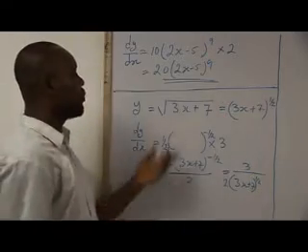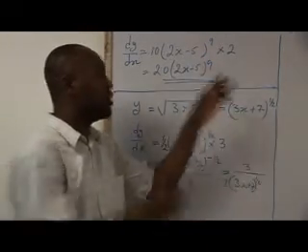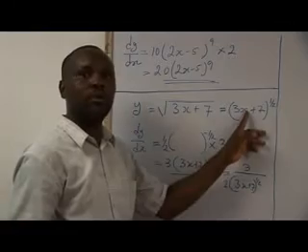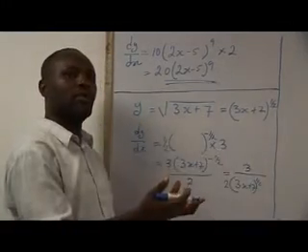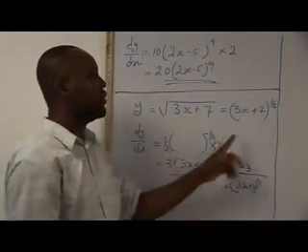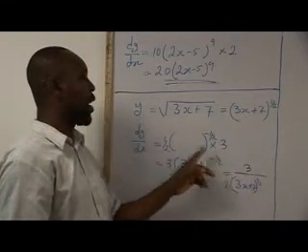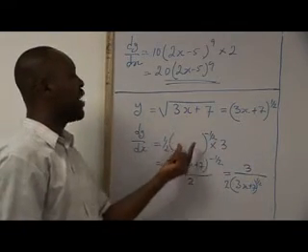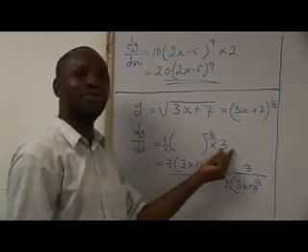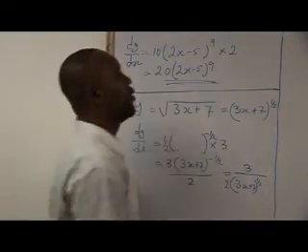Take note, I just split this into 2 parts: outermost function, innermost function. Differentiate the outermost function first and keep it there. Differentiate the innermost function, multiply the 2. So this is actually my dy du and this is my du dx. One more.